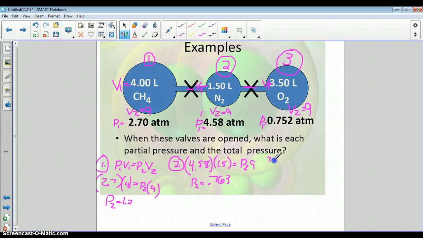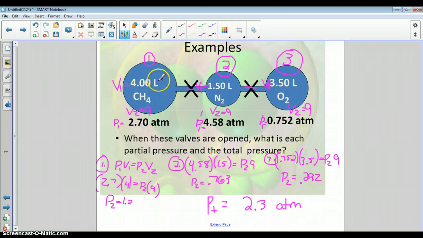Okay, and then we're going to do our last Boyle's Law problem. So P1 is 0.752, V1 is 3.5, looking for P2, and V2 is 9. Work all that out. Partial pressure of oxygen is 0.292. Okay, so here's all our partial pressures, and then if we just add them all up, that gives us the P total, which is 2.3 atmospheres.